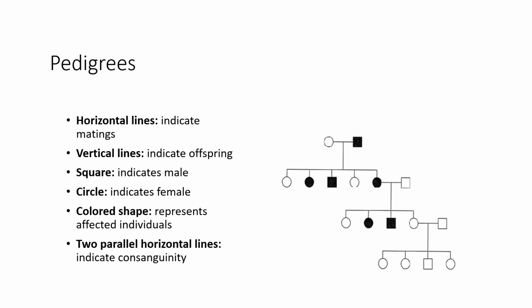So looking at a pedigree, horizontal lines indicate matings like this. These are matings. Vertical lines indicate offspring. So we're talking about like here to here. Those are the vertical lines. Square indicates male, circle indicates female. A colored shape represents affected individuals, and we don't see this right now, but two parallel horizontal lines indicate something called consanguinity, and we'll talk about that later on.